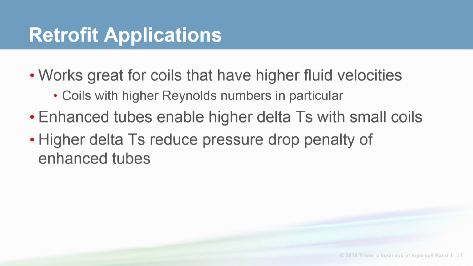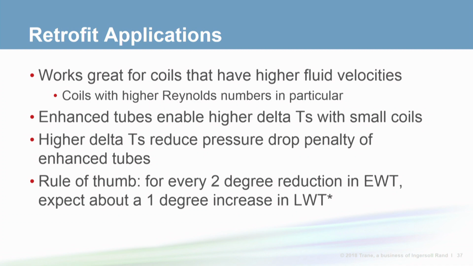Not only are the concerns with lower flow rates diminished, but the reduction in fluid pressure drop is even more substantial. Here's a rule of thumb when evaluating retrofit coils for higher delta T's. For every 2-degree reduction in entering water temperature, expect about a 1-degree increase in leaving water temperature. Of course, this only applies to coils operating in the turbulent region or with enhanced tubes.